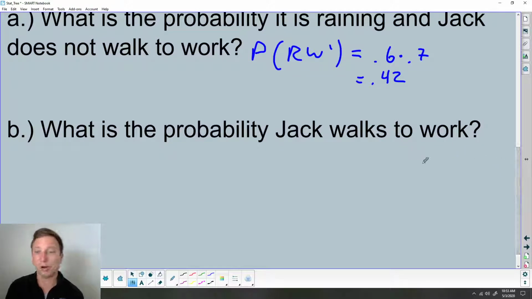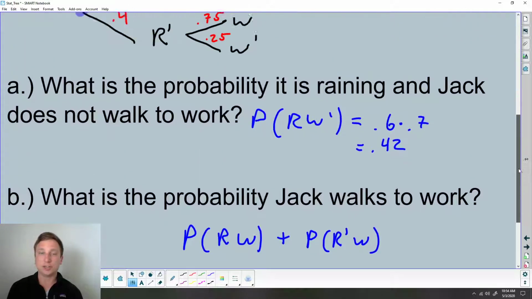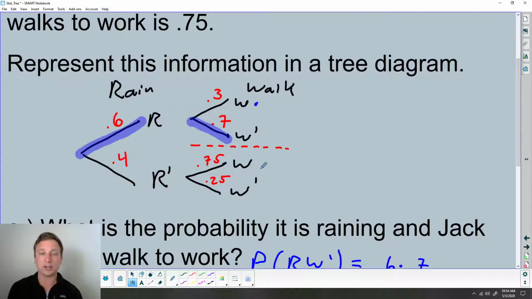Well, now we want to consider all of the ways we can hit this outcome. And there's two ways we can do it. We can have the probability that it is raining out and Jack walks to work, or, when we say or we add, we can have the probability that it is not raining out and Jack walks to work. So both of these end in walking to work.